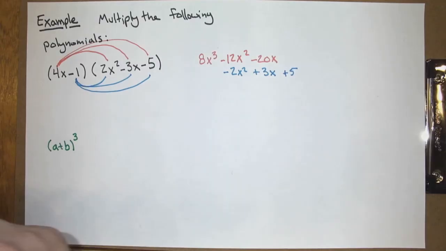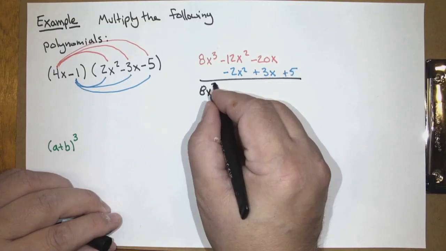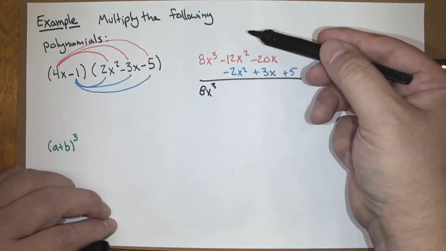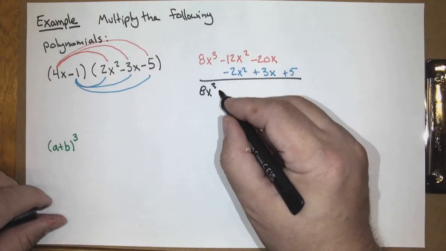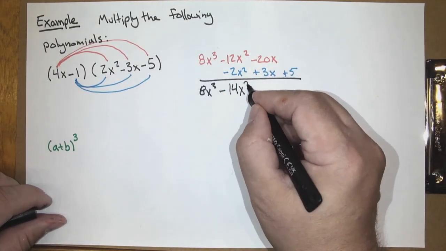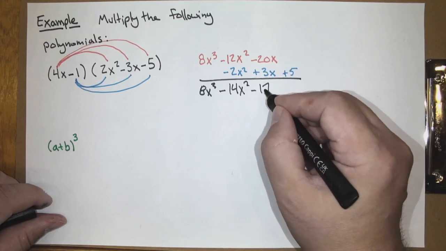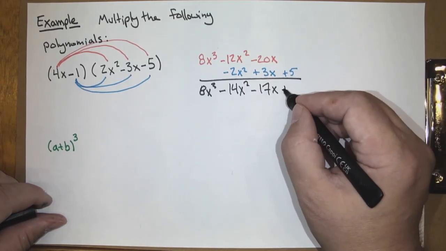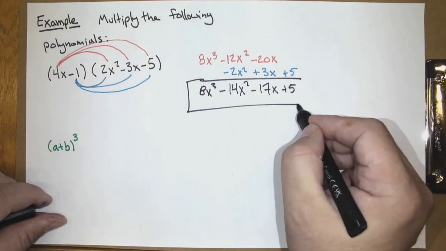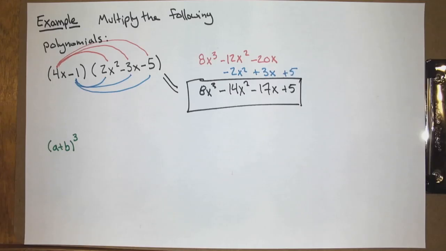And we're going to add these up. What do we get? 8x cubed. That's the only cube. What about the x squareds? What do we get? Minus 14x squared. For x's, minus 17x. For the constants, plus 5. And there we go. That's the idea.